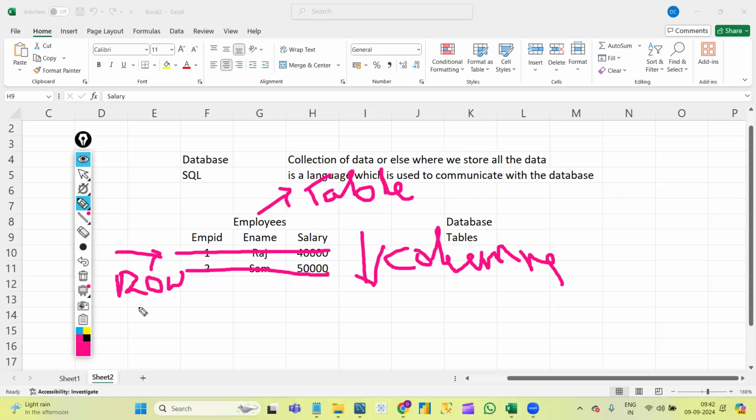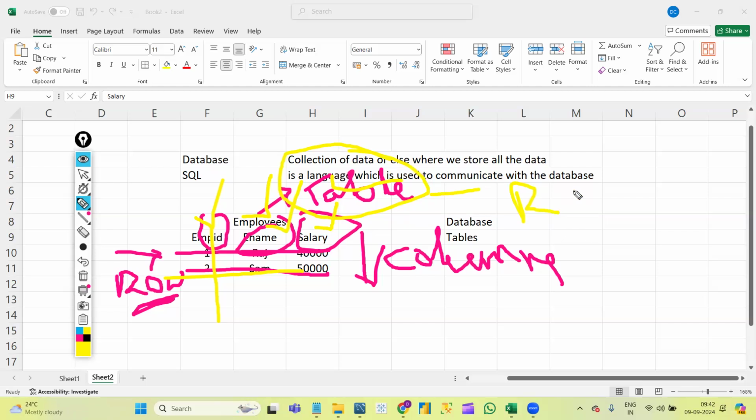So I can say the horizontal part, like a horizontal line, we can understand as a row, and the vertical part, that means this employee ID, this employee name, and salary, is called columns. Okay. We have three columns in this table. Basically, employees is my table name, employee ID is one column, employee name is the second column, salary is my third column. These are called columns. These are called rows. Basically, tables are created by using rows and columns. Okay.